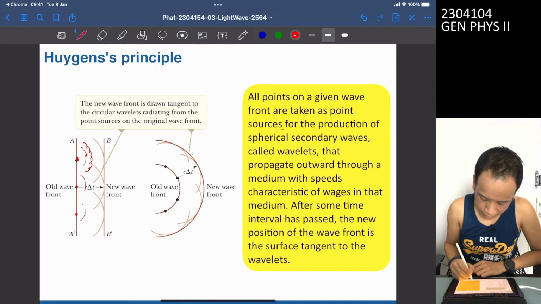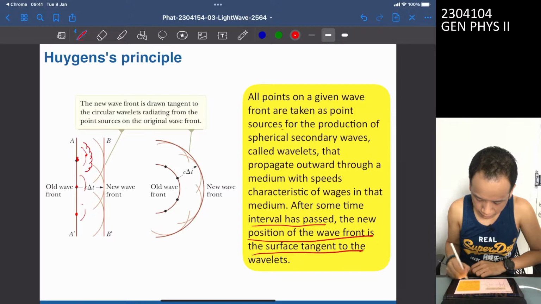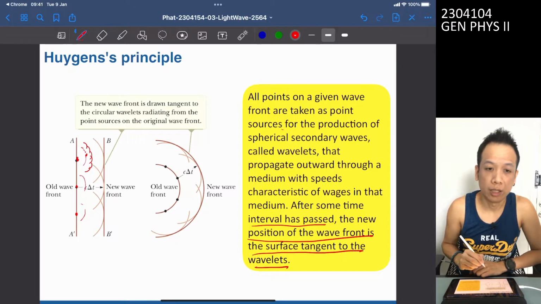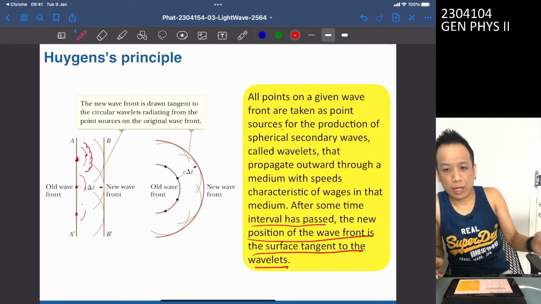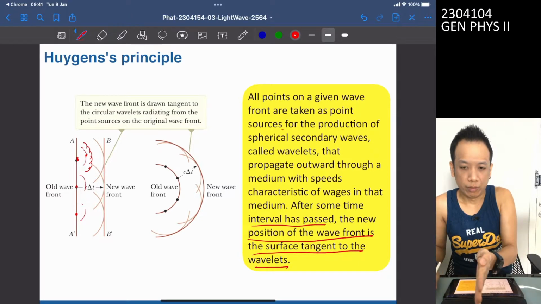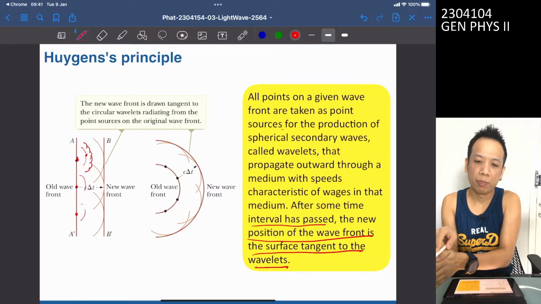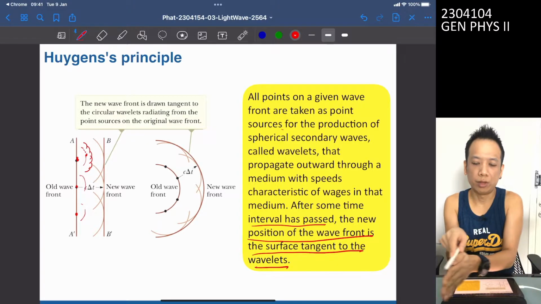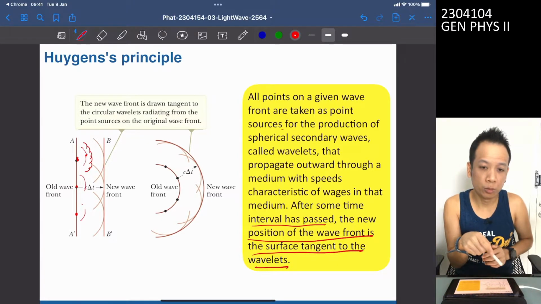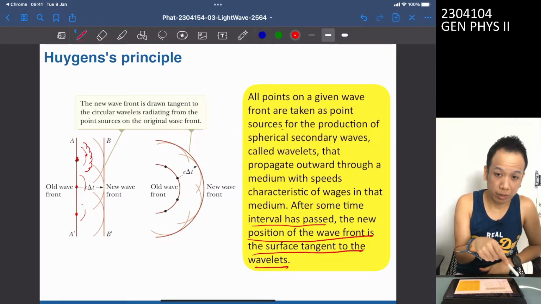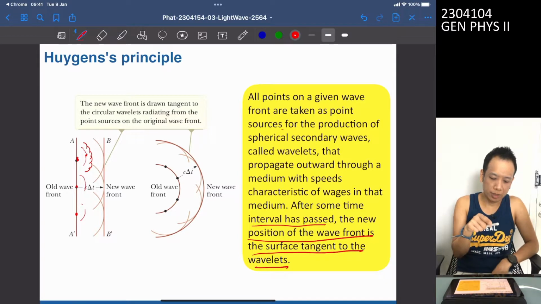After some time interval has passed, the new position of the wavefront is a surface tangent to the wavelets. So when the light comes in this way, this is the wavefront, and it has gone. But to describe these wavefronts with the Huygens principle, you need to make the tangent surface. That is what he said.